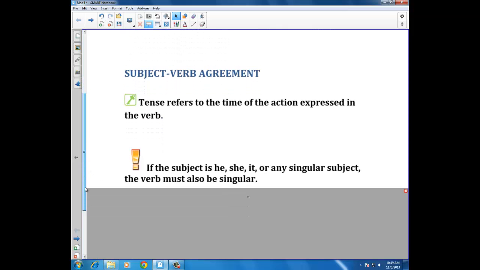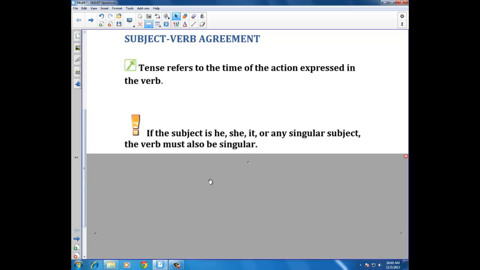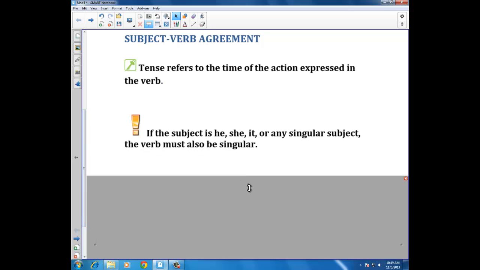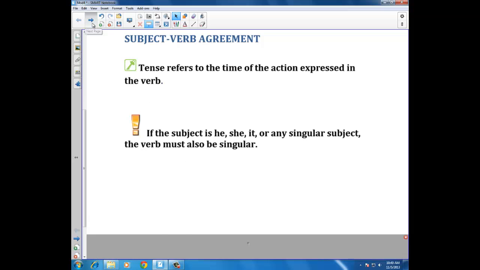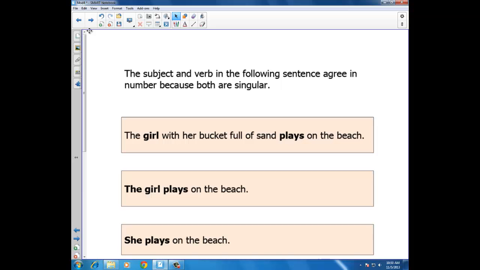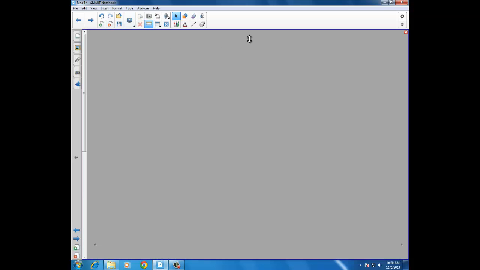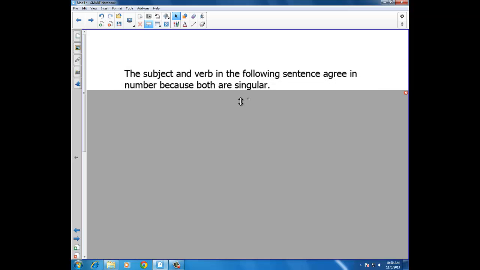If the subject is he, she, it, or any singular subject, the verb must also be singular, representing one. A singular verb in the third person ends in s. This s ending is referred to as an s marker. The subject and verb in the following sentence agree in number because both are singular.